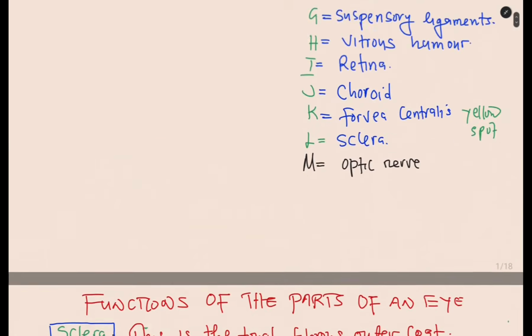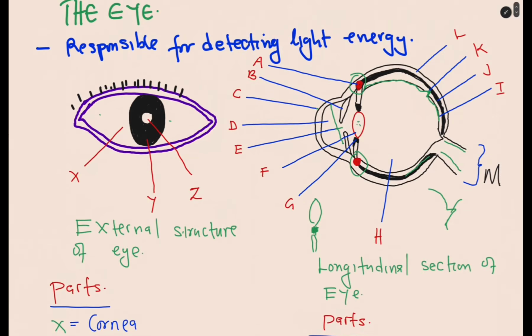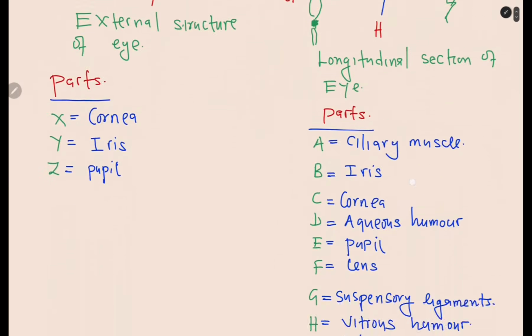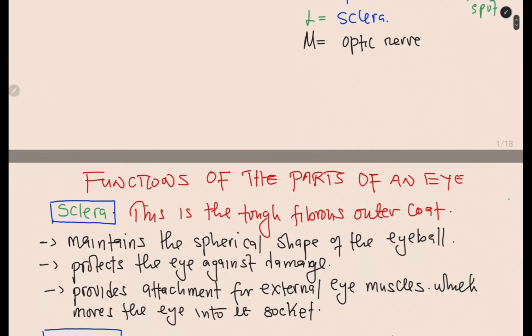Let us start with the sclera. So we are starting from this. We are not following really in order the way we named them, but we are going to start from the sclera. So what is the function of the sclera? For you to know by description, it is a tough fibrous outer coat of an eye.